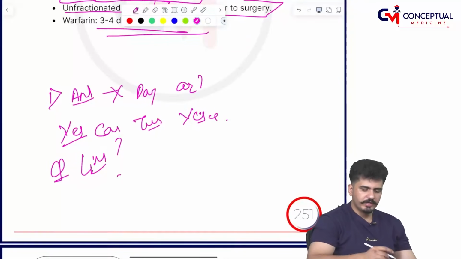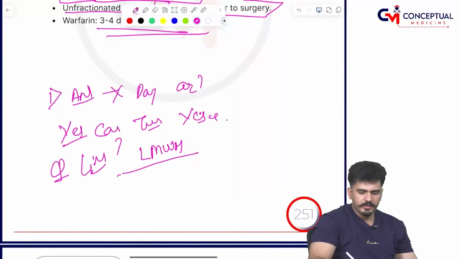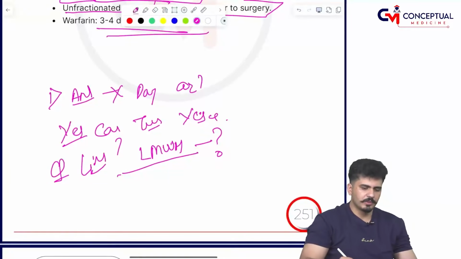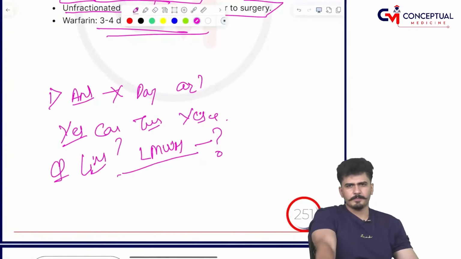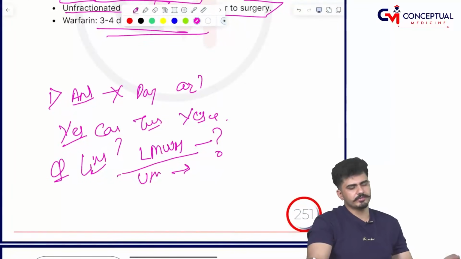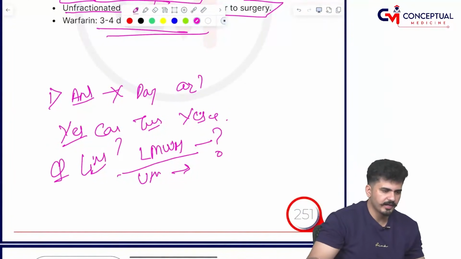Lithium, 24 hours. Low molecular weight heparin, when do we need to stop it? Low molecular weight heparin, 12 hours prior to the surgery. Unfractionated heparin, when do we need to stop it? 6 hours prior to the surgery.